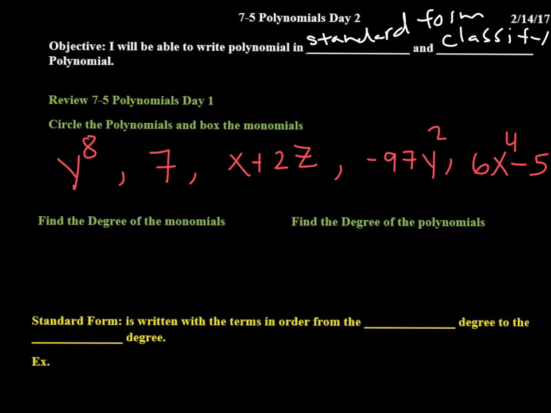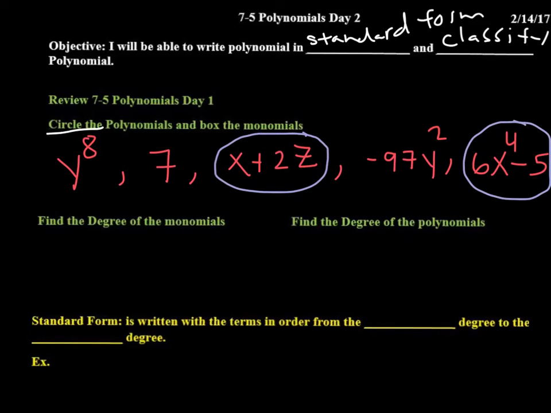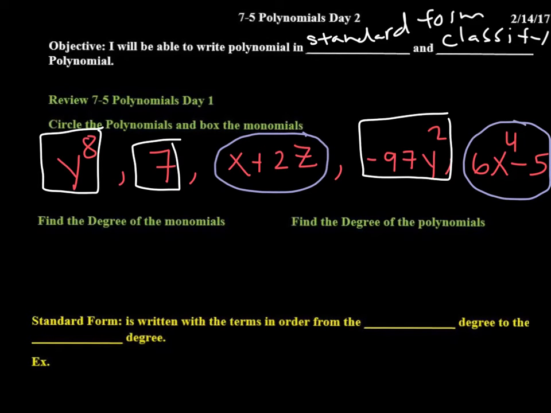Welcome back. Let's start with circling the polynomials. I'm going to circle x plus 2z and circle 6x to the 4th power minus 5 because they have more than one term, more than one monomial. The x is a monomial, 2z is a monomial. The addition sign combining them makes them a polynomial. Same thing with this one over here. Now let's box the monomials: y to the 8th power, 7, and negative 97y squared, because each is a single term: a variable to a whole number power, a number, and a product of a number and a variable raised to a whole number power.